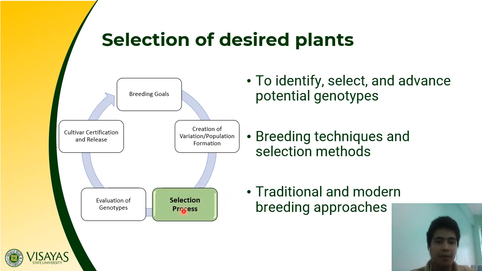So the main purpose of this selection process is to identify, select, and advance potential genotypes. So here you will use your breeder's eye, and you will also incorporate the selection methods. Later I will discuss to you the selection methods in a couple of lessons, specifically for self-pollinated, cross-pollinated, and clonally propagated crops. There will also be breeding techniques. You can do back crossing, you can include genetic sterility, hybrid seed production, etc.